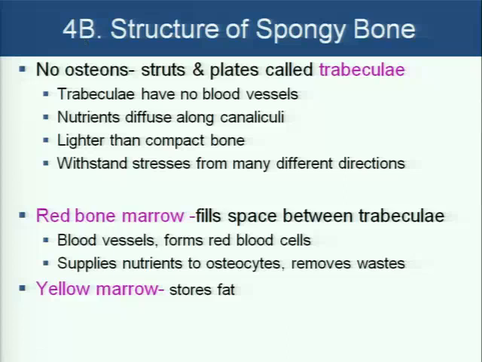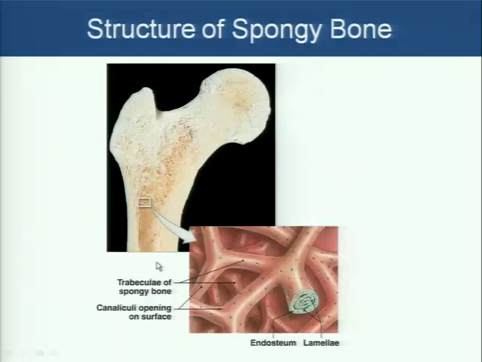Okay, your red bone marrow. This fills the spaces between the trabeculae in the spongy bone. Blood vessels for red blood cell formation, and it supplies a lot of nutrients to those osteocytes and removes all the waste. If there's yellow marrow, that's where the fat storage is going to be. This is what it looks like. You can actually see it sort of looking down.